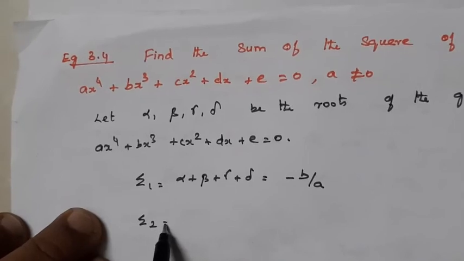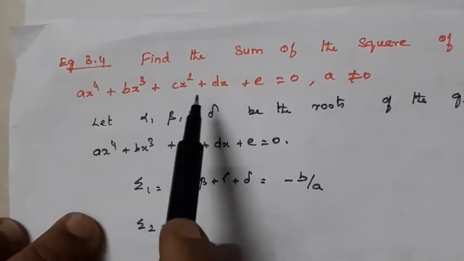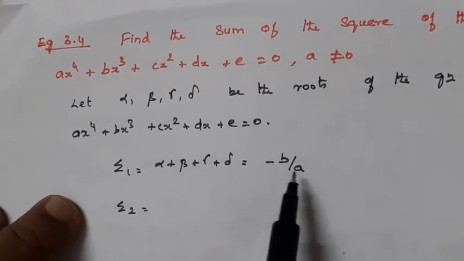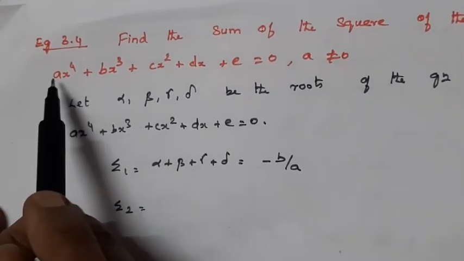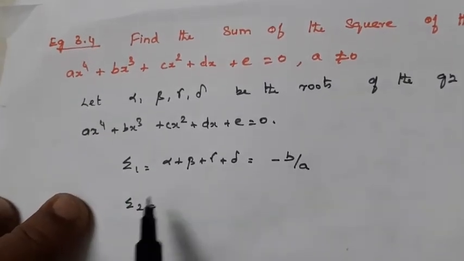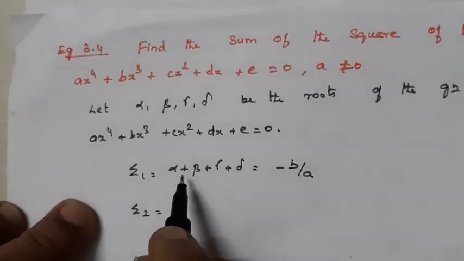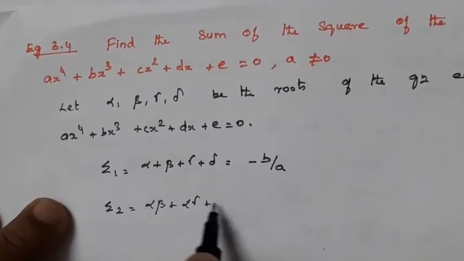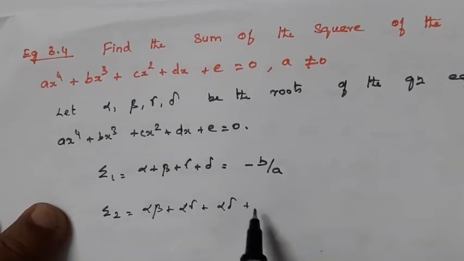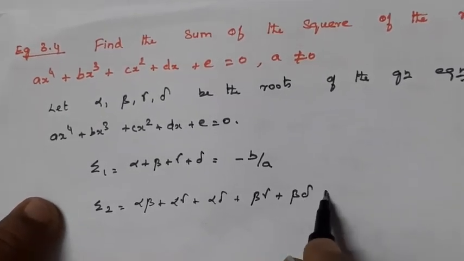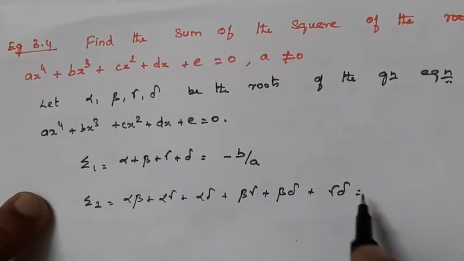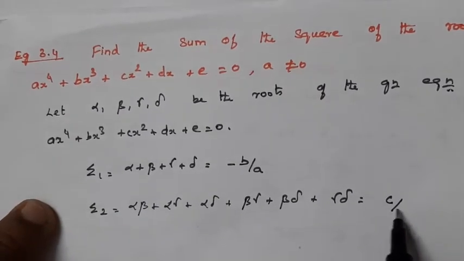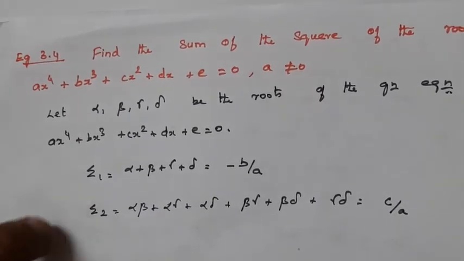And then sigma 2, because it is not a monic polynomial, you have to divide throughout by a. Therefore we get alpha plus beta plus gamma plus delta is equal to minus b by a, right? If it is a monic polynomial, it would be only minus b alone. And then sigma 2, the sum of the product of the roots taken 2 by 2. So that is alpha beta plus alpha gamma plus alpha delta, then beta gamma plus beta delta, then plus gamma delta. So this will be equal to the coefficient of x squared with a positive sign, that is equal to c, but you have to divide it by a because it is not a monic polynomial, right?